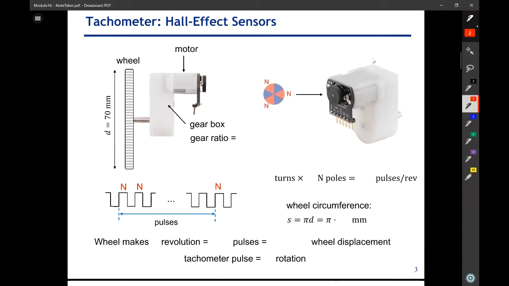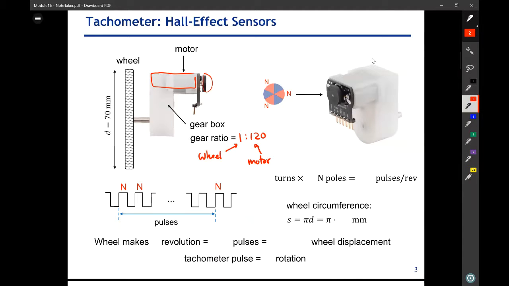So we have a motor inside this box here, and the magnet is connected to the motor. We have a gearbox, and the gear ratio inside is 1 to 120. That means when the wheel rotates one time, the motor rotates 120 times.